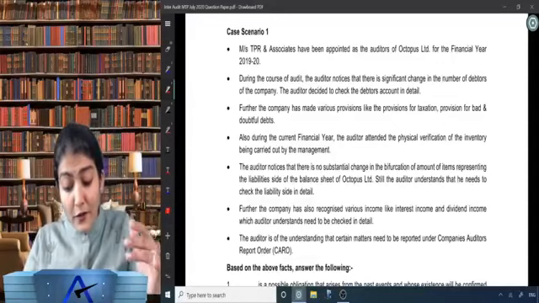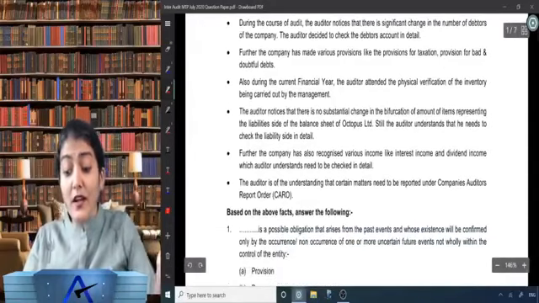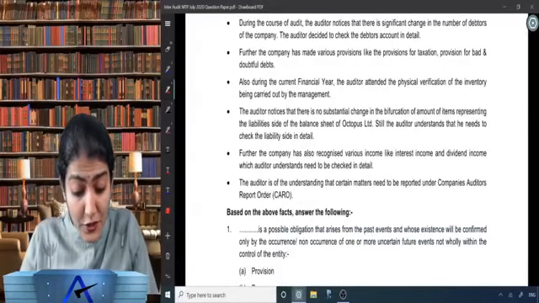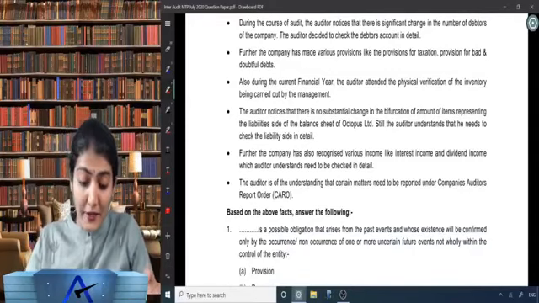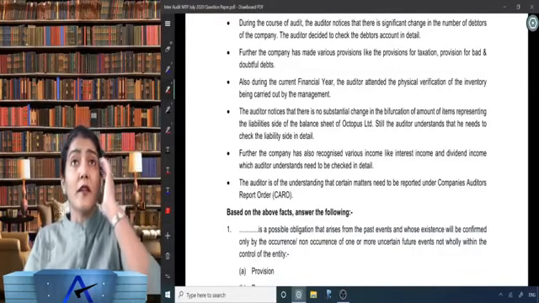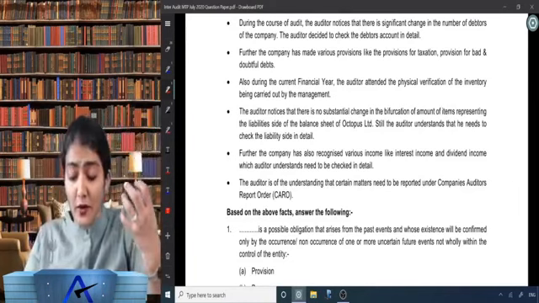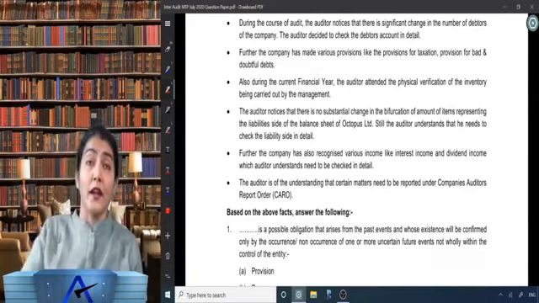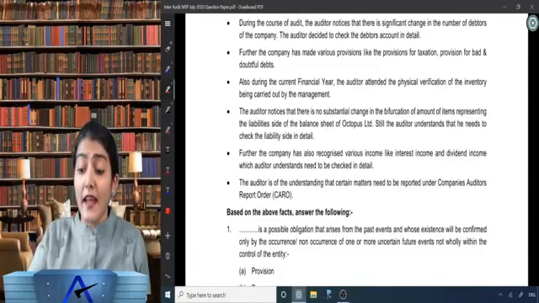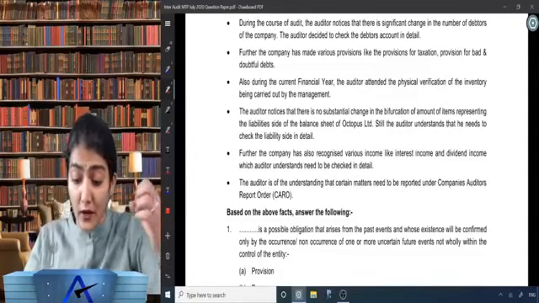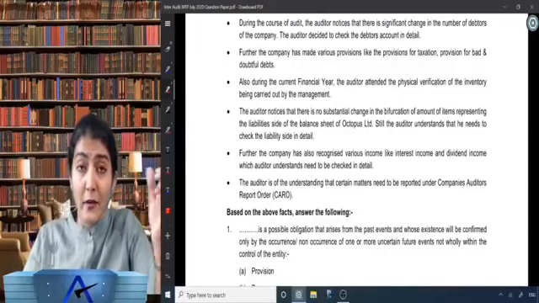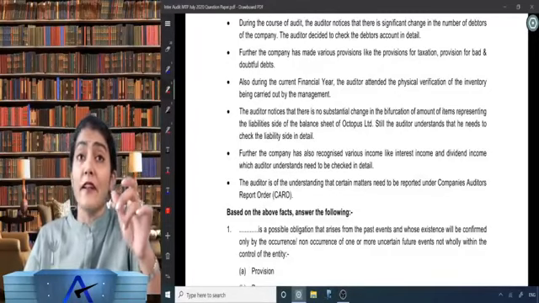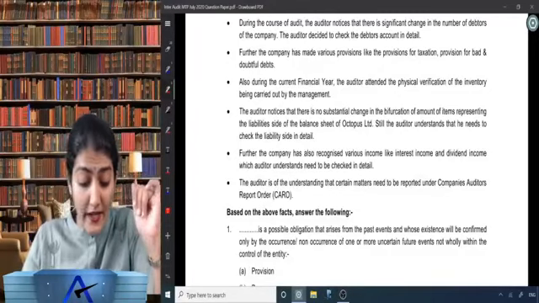Also, during the current financial year, the auditor attended the physical verification of the inventory being carried out by the management. It is the auditor's responsibility to attend. That is the audit procedure for physical verification. Auditor attended the physical verification of inventory to get audit evidence regarding the existence and condition of inventory in accordance with SA 501. What is SA 501? Audit evidence, specific considerations for selected items.